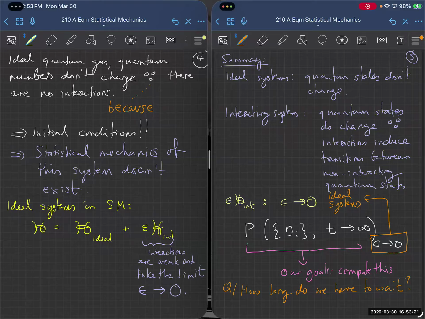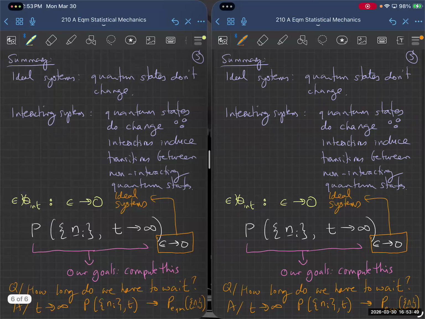And the idea is that as t goes to infinity, what we believe is that P of Ni and T tends towards some P equilibrium of Ni. And this P equilibrium of Ni does not depend on time. And it's called the equilibrium distribution.